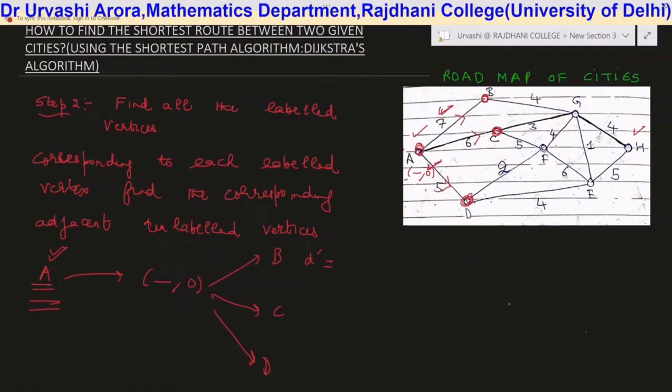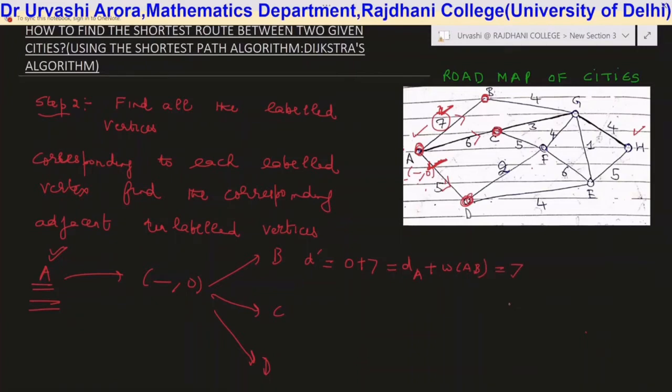0 is the distance which we have traveled to reach till point A, plus the distance traveled in moving from A to B, which is the weight of the edge AB, which is 7. So D dash is going to be 0 plus 7. This means the 0 is dA, the distance that you have traveled till A, plus the weight of the edge AB, and this is 0 plus 7, which is 7.